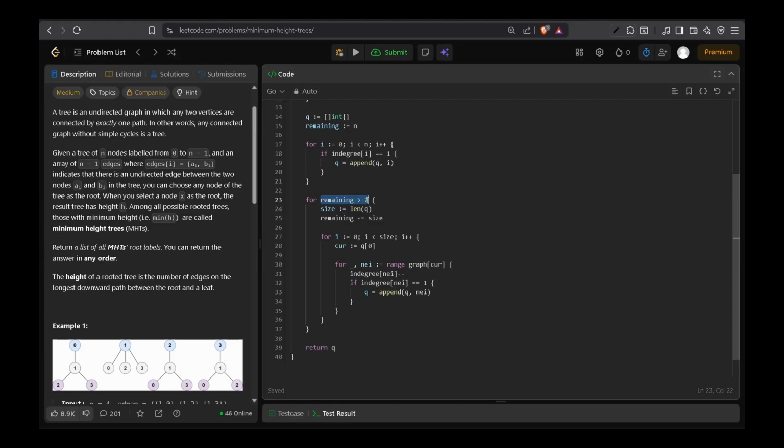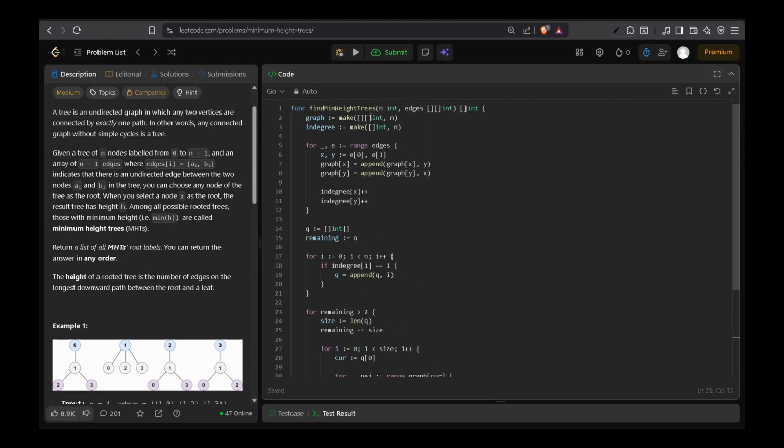So now we know the remaining is smaller than or equal to 2. That will be our answer stored in the queue because that is the array that was storing the nodes, right? We were adding nodes to the queue. So that's why in the last we also return the queue. Let's see if this works or not.